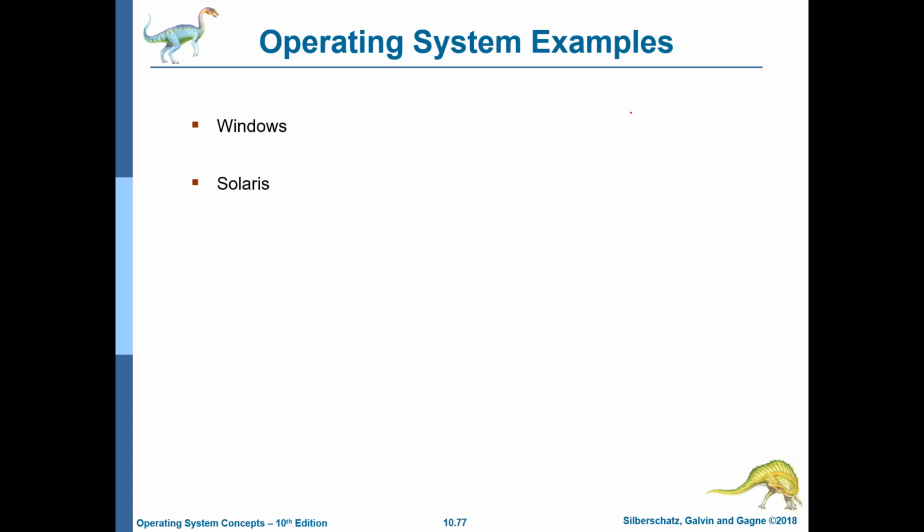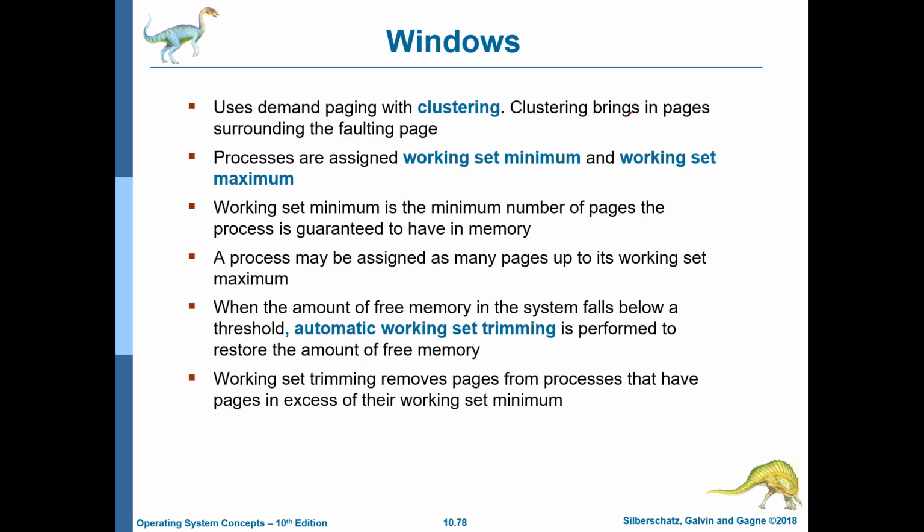Let's now look at the example of two operating systems, Windows and Solaris. So this uses demand paging for sure. All modern operating systems use demand paging with clustering. What clustering does is it is a form of pre-paging. So it brings in pages surrounding the faulting page, like a kind of prediction, such that we do not have additional page faults.